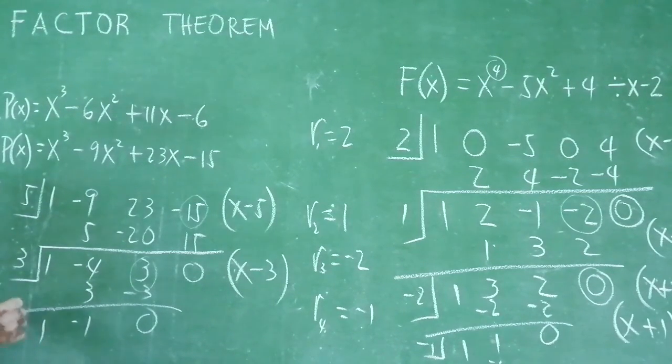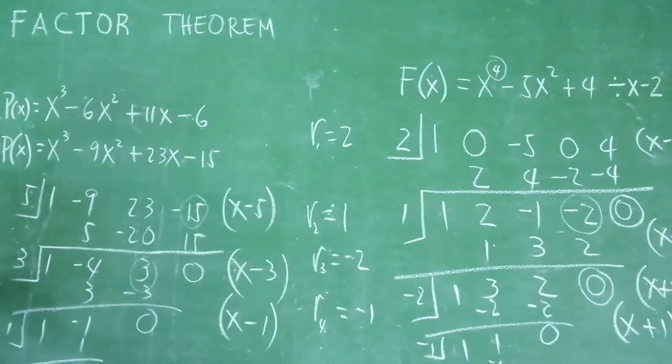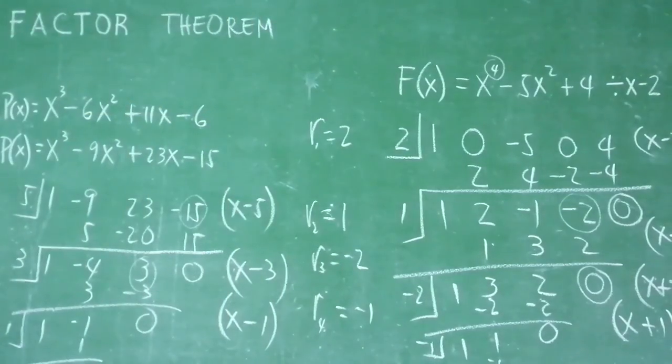The other one is 1. So bring down 1, and 1 makes 0. So x minus 1 is another factor, and root 3 is 1. Okay, so that is how to get the factors of a polynomial.